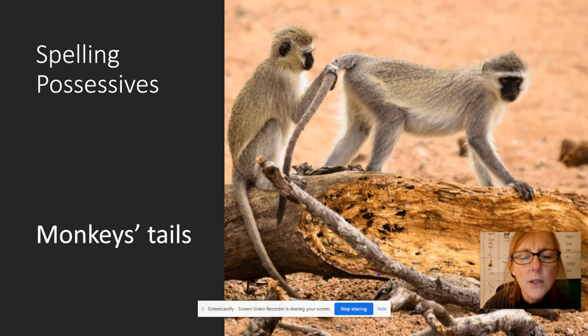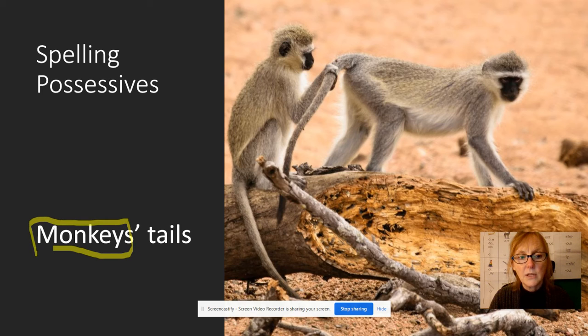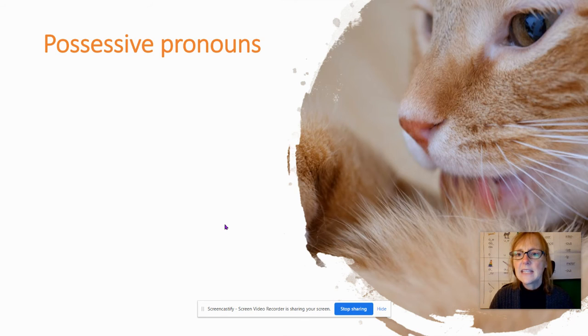Then we're also going to just quickly go back over our possessives. Monkeys' tails. Remember, we have two monkeys here. So for our plural, we're first going to write the plural word for monkeys, just putting an s on the end of monkey. Then we'll add our apostrophe here to show that we're talking about more than one monkey and their tails there.